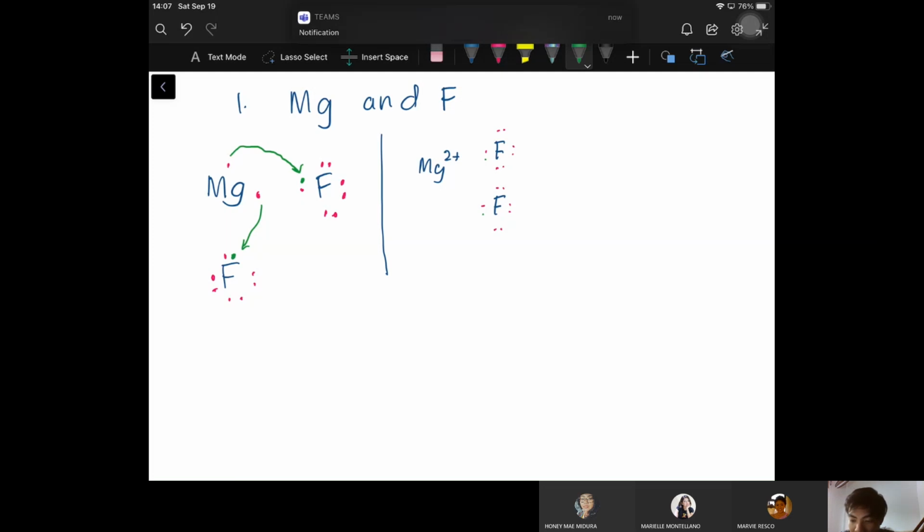Okay, so yan yung sagot natin for number 1. So magnesium, positive 2 kasi 2 electrons na wala. Yung tig-isang fluorine, since isang electron yung tinanggap nila, negative 1 sila. So our ionic formula is MgF2. Isang magnesium, dalawang fluorine. Okay? So tignan ko yung answers niya. So tignan natin.